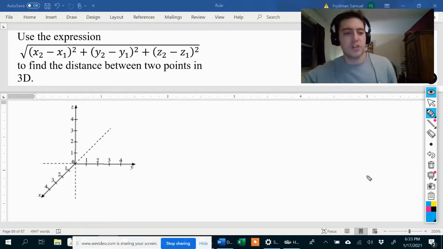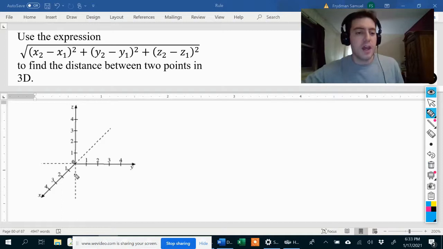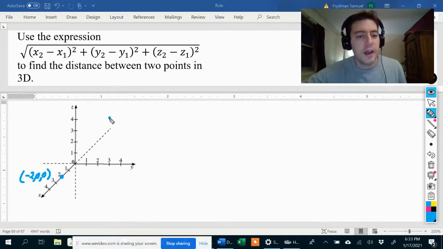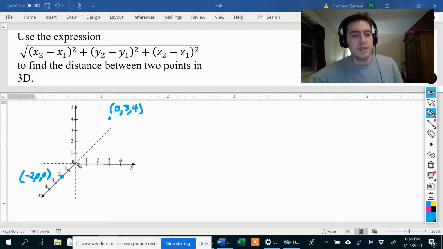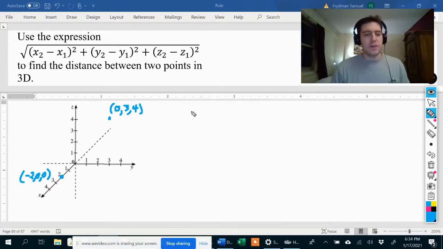Okay, now we're working in 3 dimensions, just like real space, right? And let's say that we had a point over here, which would be, what would that point be? That would be -2, 0, 0. Okay, it's at -2 on the x-axis, it's at 0 on the y-axis, and 0 on the z-axis. And let's have another point over here, and what would that be? That would be 0, 3, 4. So it's at 0 on the x-axis, it's at 3 on the y-axis, and it's at 4 on the z-axis. So you have to think 3-dimensionally here.